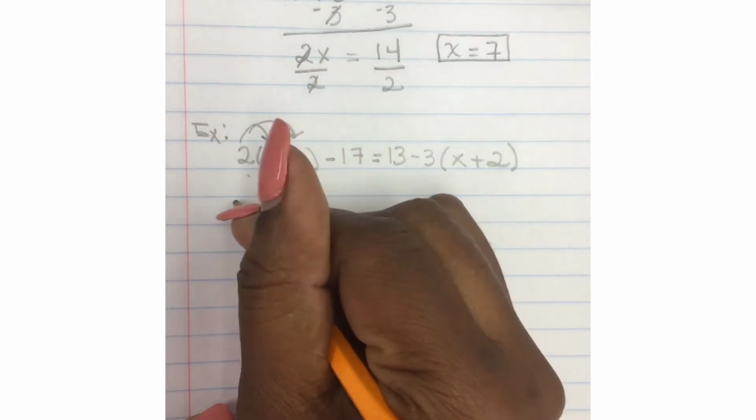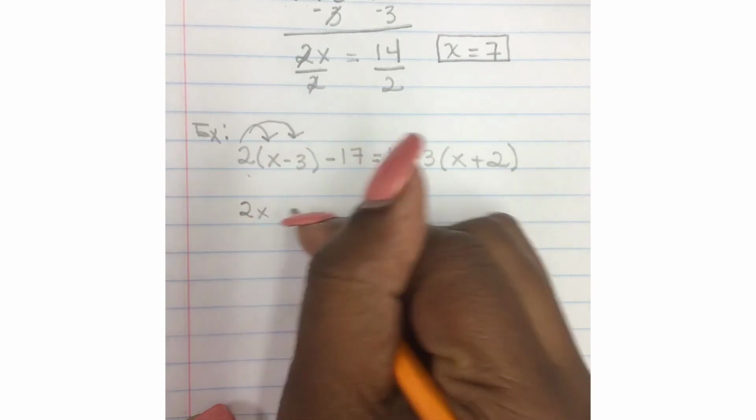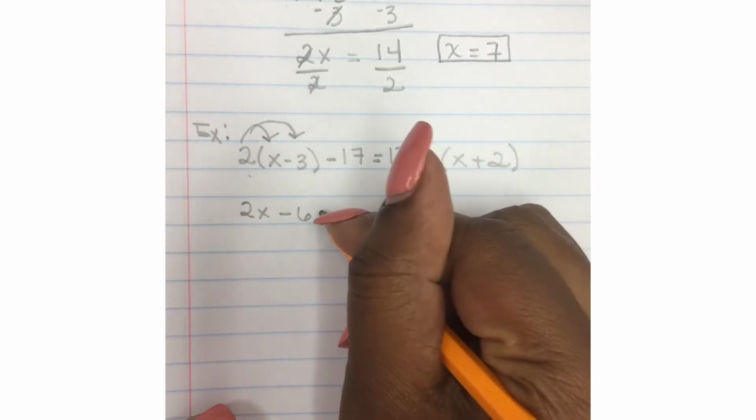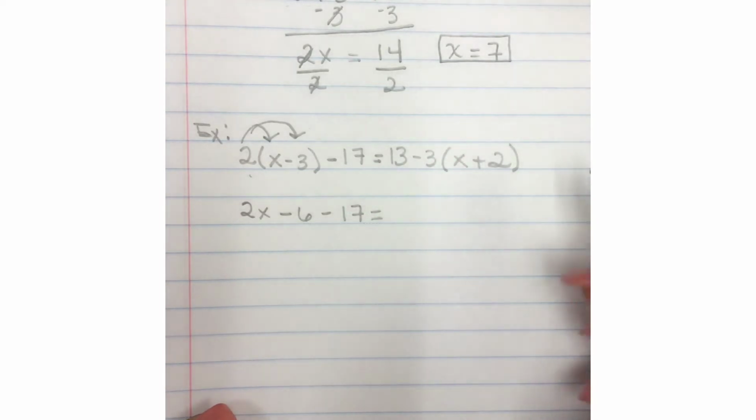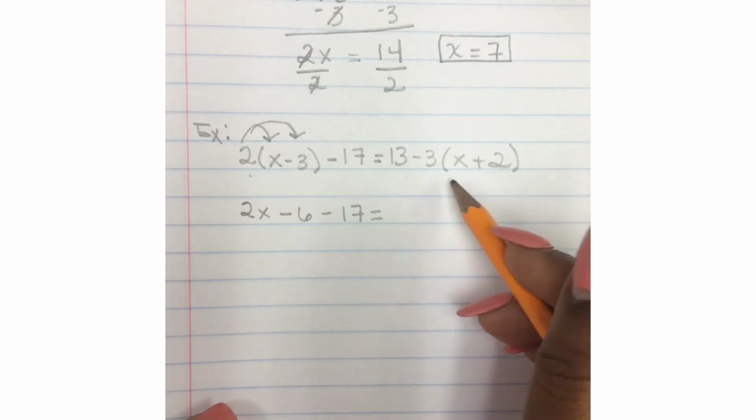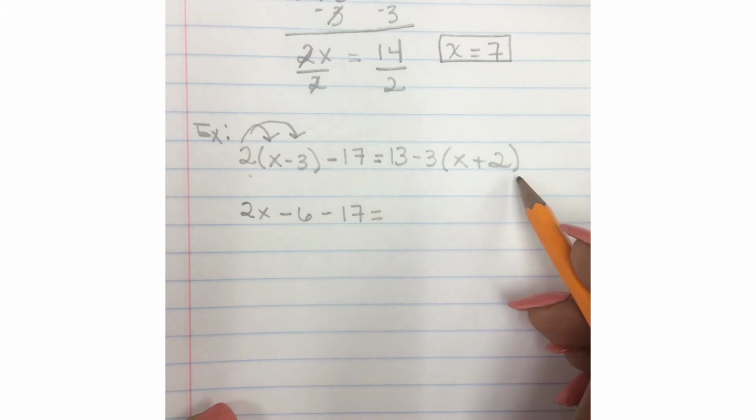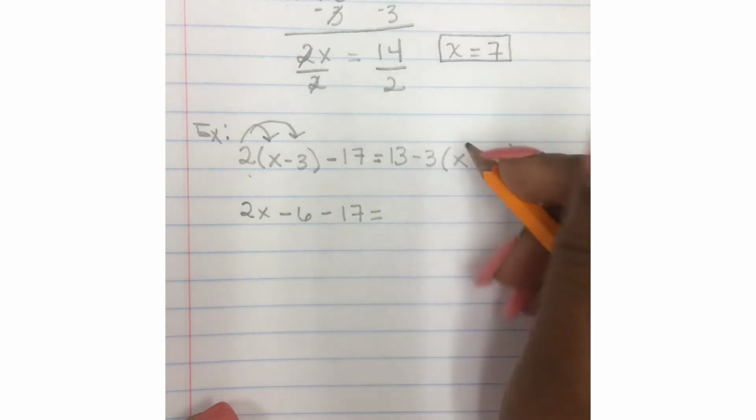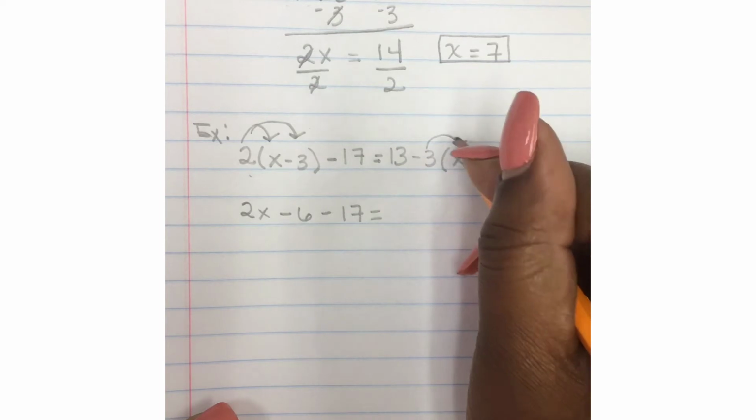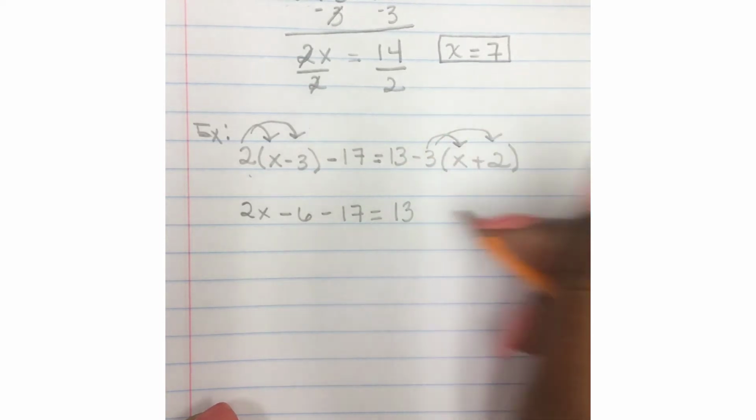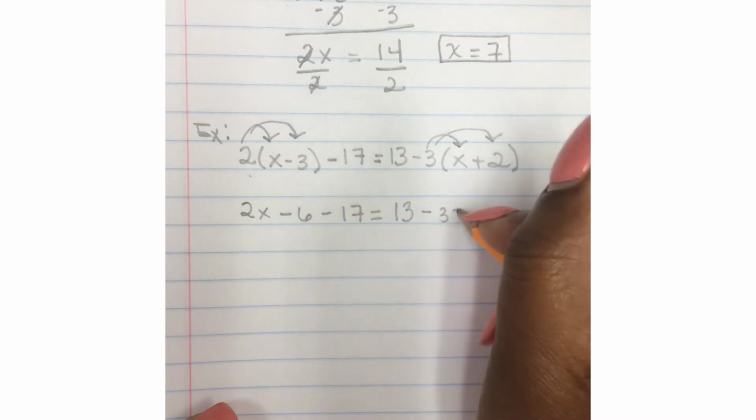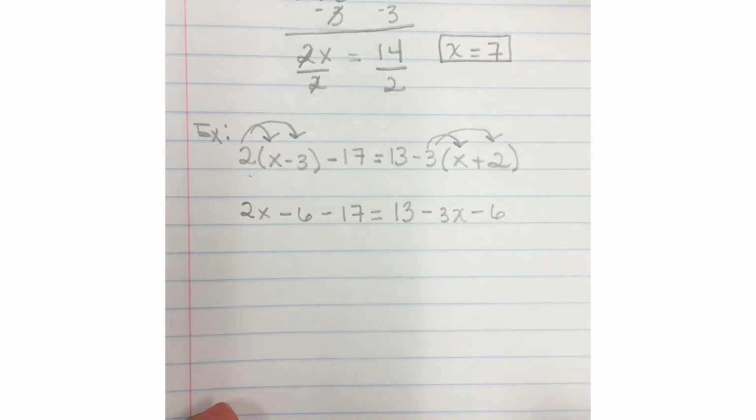And we have 2x minus 6. Let's bring down our minus 17 equals. On the right side of the equation, we have a parentheses as well. And we have a minus 3 out front. So we're going to distribute this minus 3. And we bring down our 13 minus 3x minus 6.